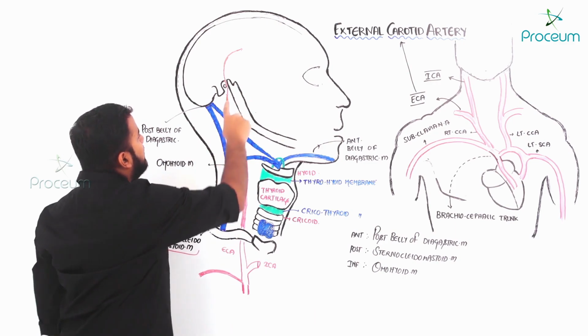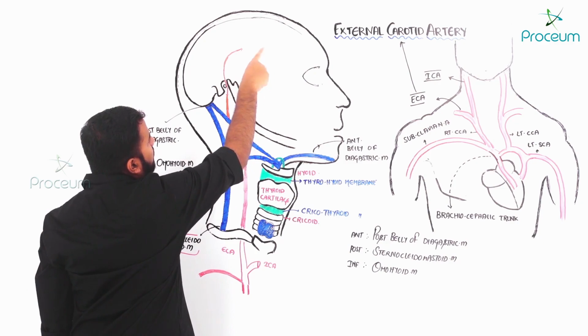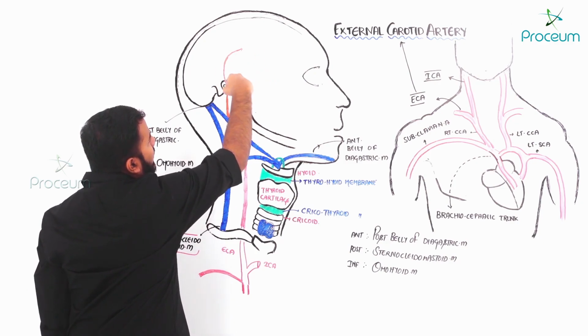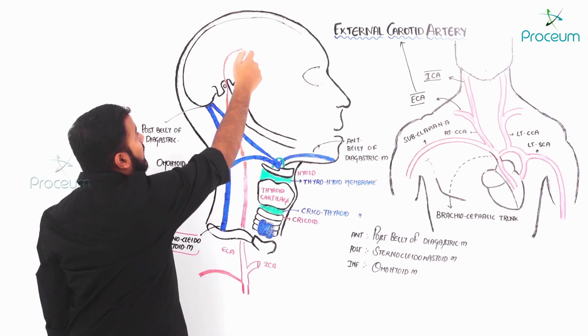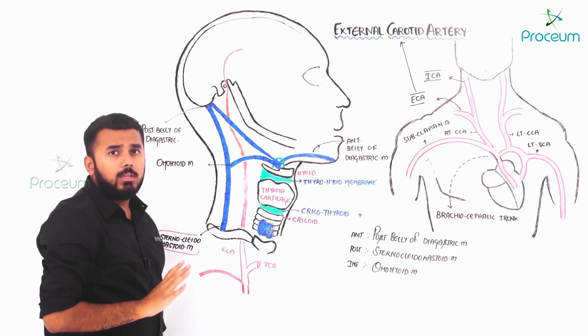Second thing is that this artery is supplying which region of the head? Frontal, parietal, occipital or temporal? It is supplying the temporal region.